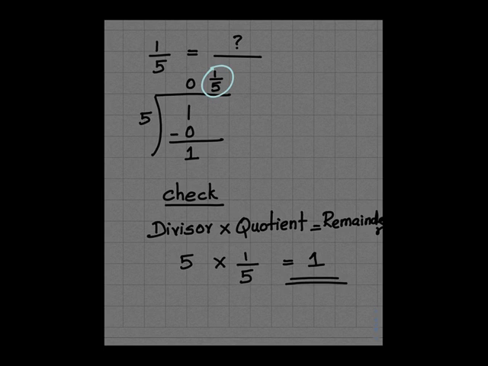To check whether this answer is correct or not, we have to multiply divisor times quotient equals remainder. So the divisor is 5, the quotient is 1 by 5, and we get the remainder 1. So 5 times 1 by 5 is 5 by 5, and 5 by 5, same number divided by same number, is 1.